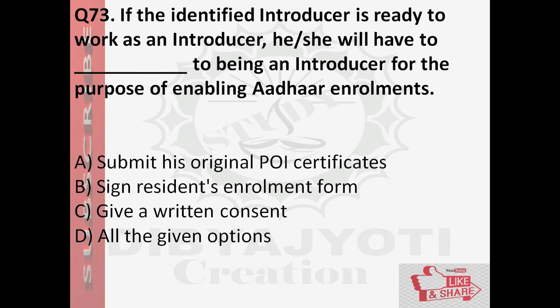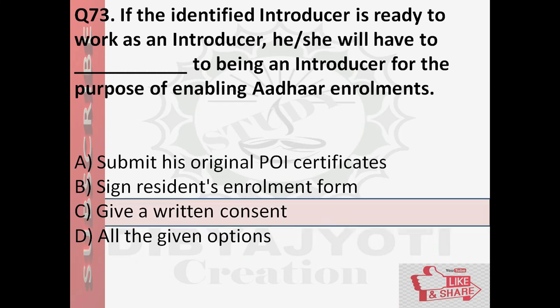Question number 73. If the identified introducer is ready to work as an introducer, he or she will have to consent to being an introducer for the purpose of enabling Aadhaar enrollment. Options are option A, submit his original POI certificates. Option B, sign resident's enrollment form. Option C, give a written consent. Option D, all the given options. And answer is option C, give a written consent.